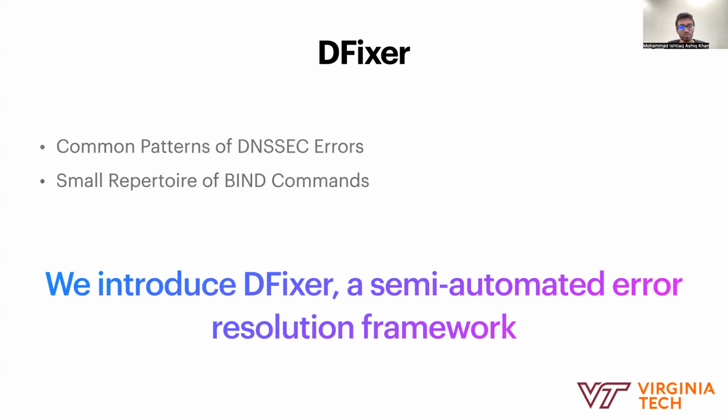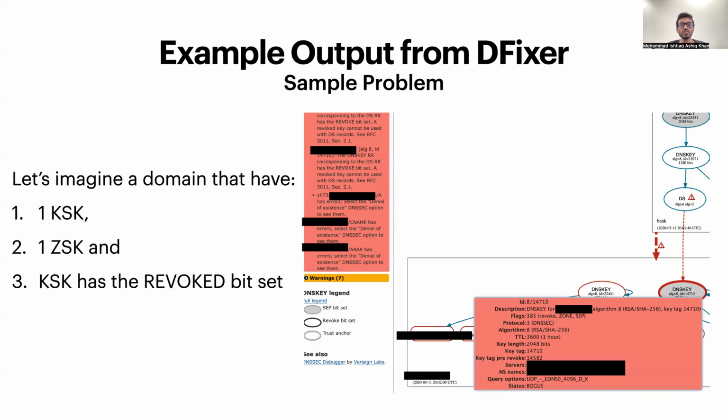Based on these 2 observations, we want to introduce DFixer, which is a semi-automated error resolution framework. Just to give you a hint of what DFixer looks like, let's imagine a domain that has 1 KSK and 1 ZSK, and the KSK has a revoked bit set. That is the DNSSEC error that we want to fix using DFixer.